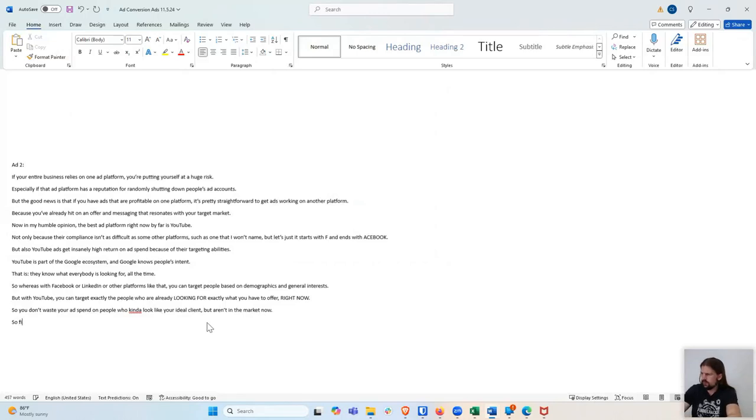So if you don't want to be at the mercy of one company that could shut you down at any time, and you want to diversify in a way that will likely get you even better ROAS, that's the acronym for return on ad spend, than you're already getting.